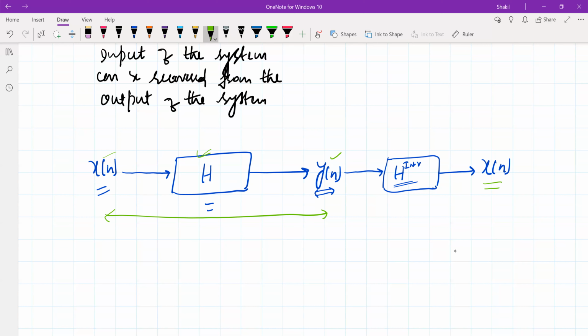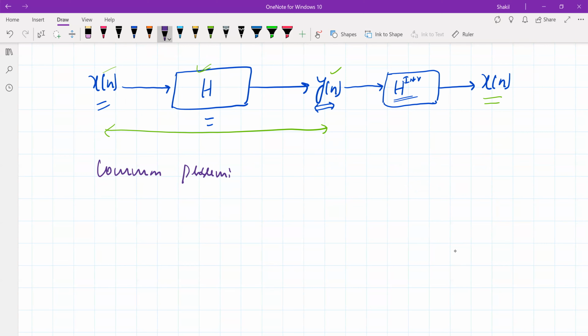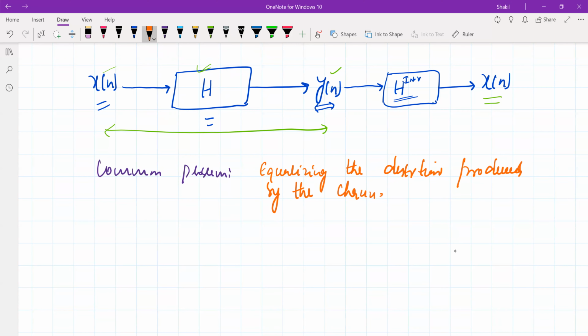Now, where are these systems used? One very important problem in communication is equalizing, or removing, the distortion produced by the channel. What do we mean by channel?